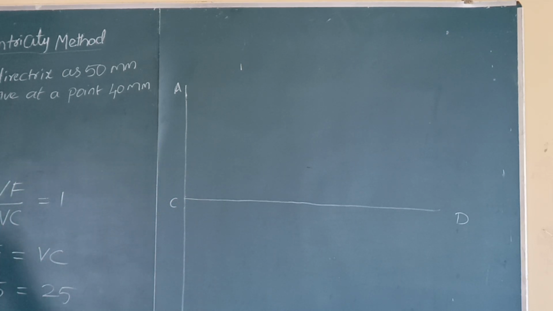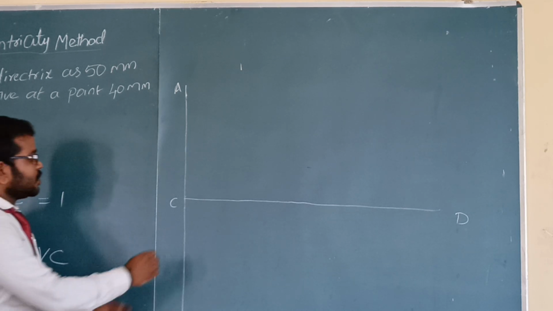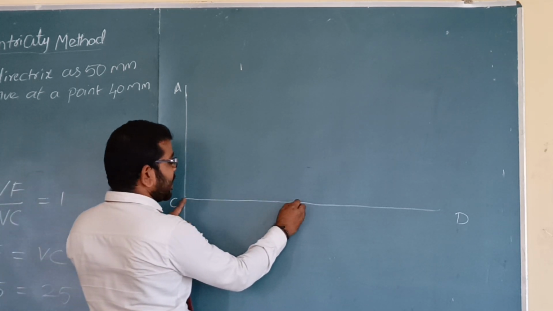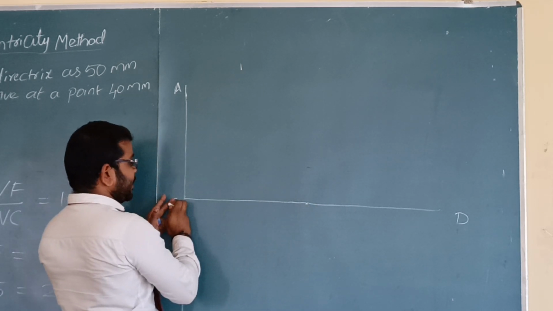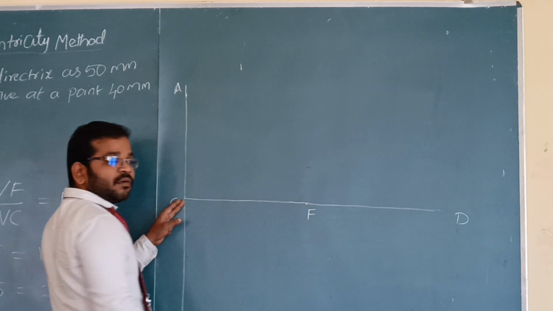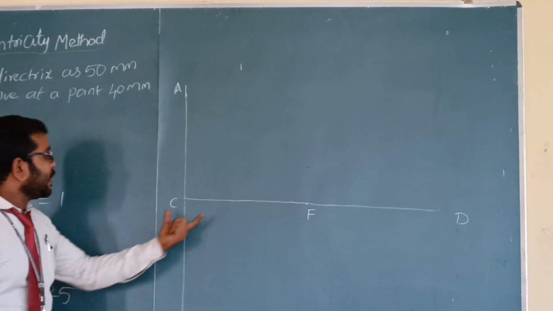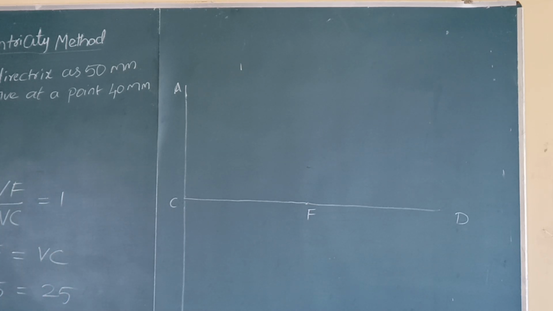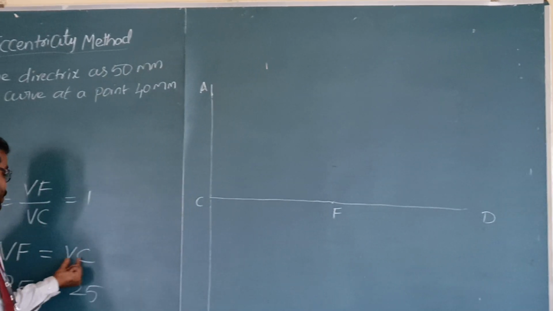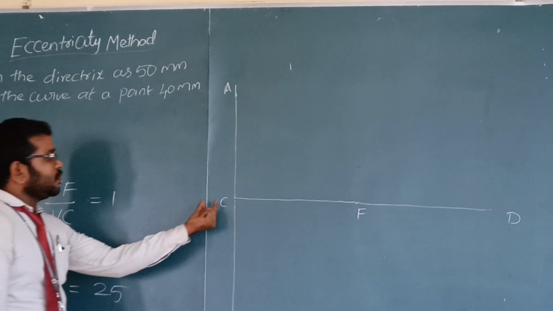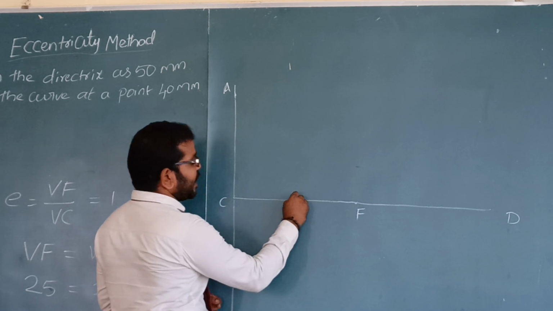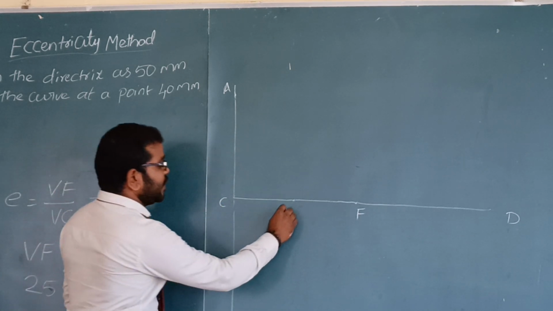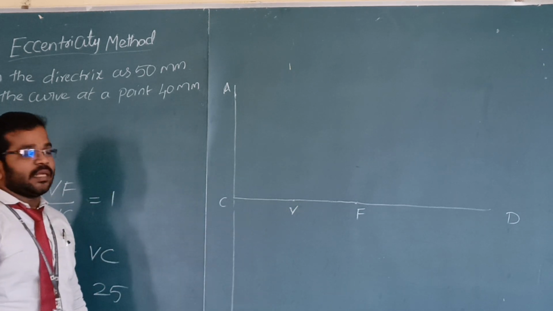Okay, so the distance between directrix and focus, C to F, is 50 mm, as given in the question. So C to F, with the help of the scale, you can make a point at a distance of 50 mm from the directrix C. And then we can make the point of the vertex. The vertex V to F or V to C is equal to 25 mm. So C to V, you can make a point 25 mm from the point C.